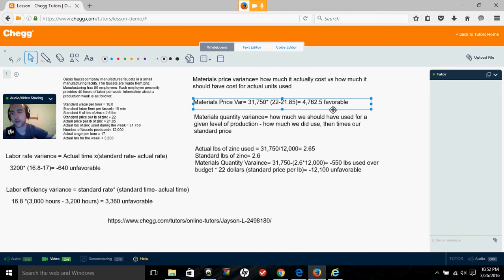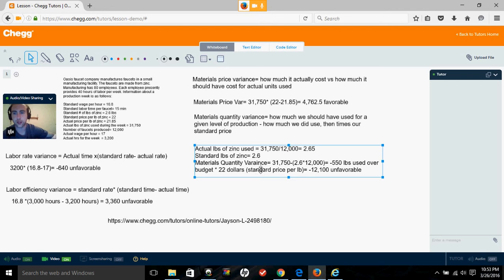So we saved $4,762.5. And materials quantity variance now is ignoring the price differences. So materials quantity variance says how much should we have used for 12,000 faucets versus how much we did use times our standard price per pound of zinc. So our actual pounds of zinc used is given at 31,750. Now to get our standard pounds, we can either take 31,750 divided by 12,000 to give us 2.65 roughly actual pounds of zinc used per faucet, or we could do it another way.